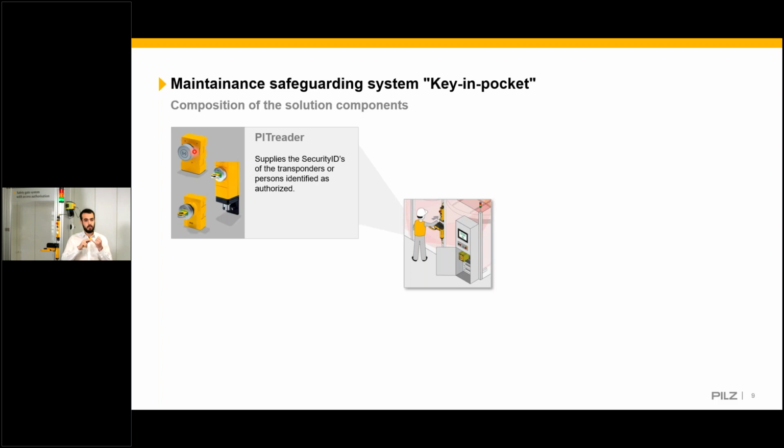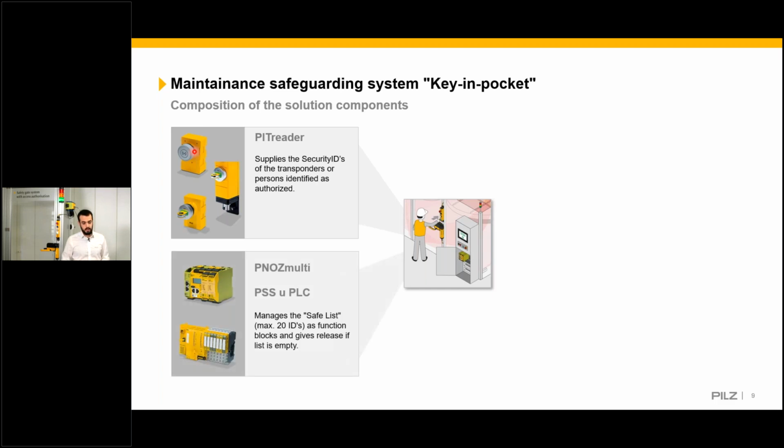Basically, this device will understand who wants to go inside the area. It will see what permissions the person has, whether they are allowed to go inside or not, and then transport all this information to the safety controller. So let's talk about the safety controller. Those are the safety controllers from Pilz which can be used in our key in pocket solution. First of all, we have the PNOZ multi, which is the safety configurable relay, and then we also have our safety PLC PSS 4000.